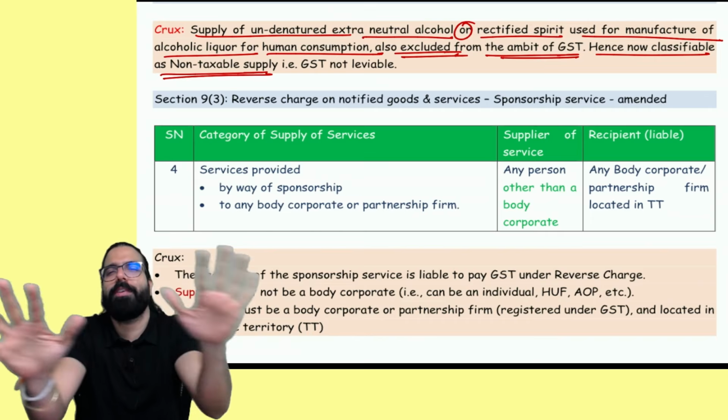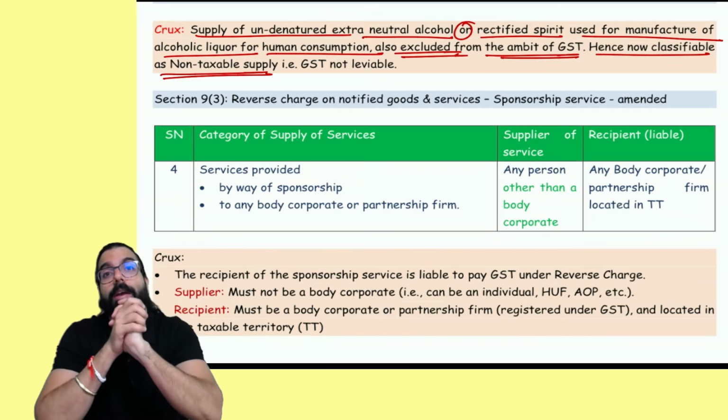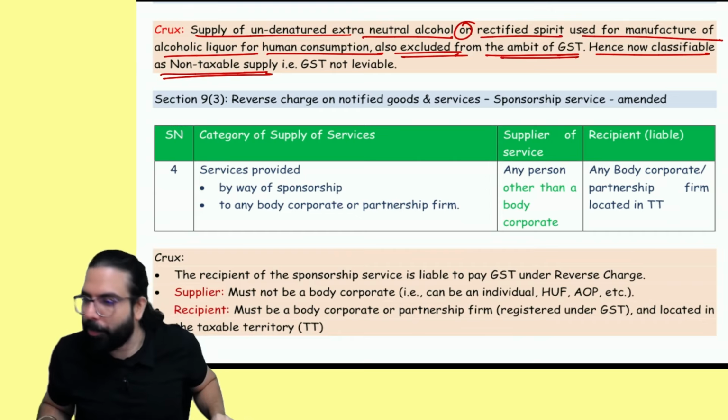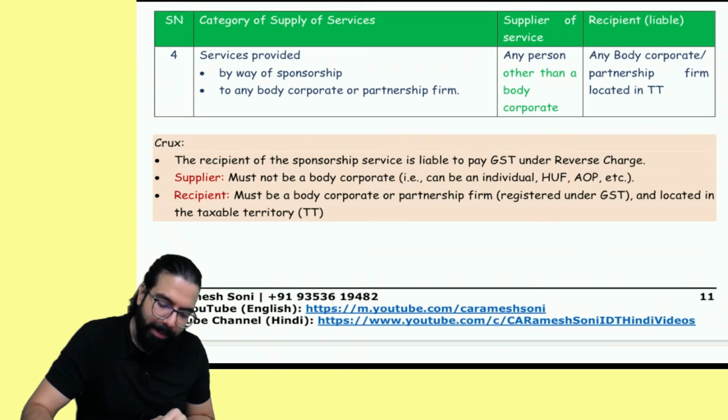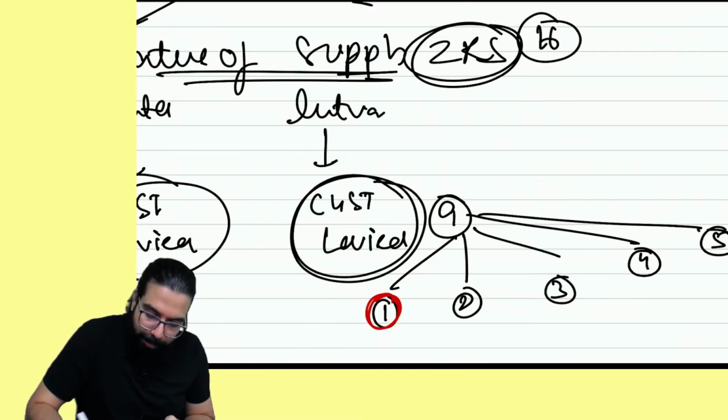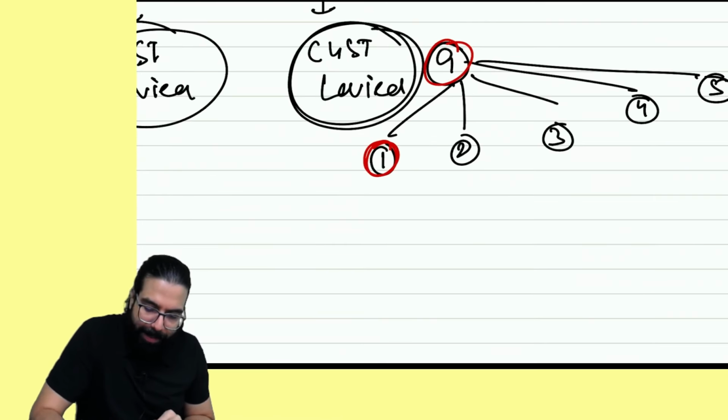I will also not go in and charge you GST because that also becomes not taxable. I hope this point is clear to all of you. Yes sir, this point is clear. Chalo. Now, section number 9(1) में the amendment which came, I went ahead and told you.